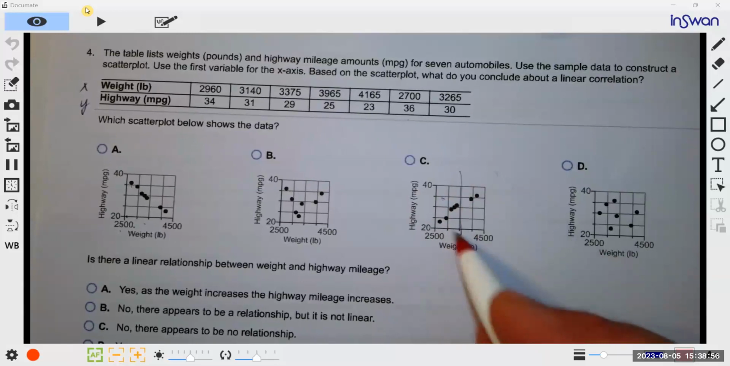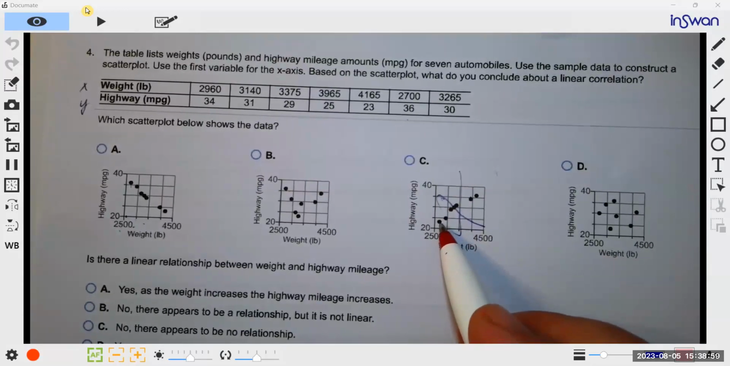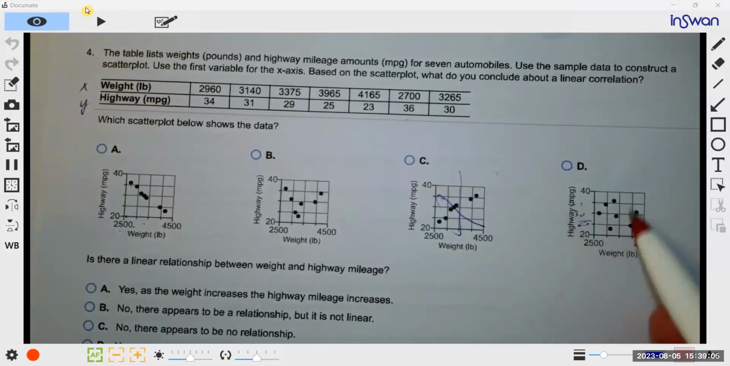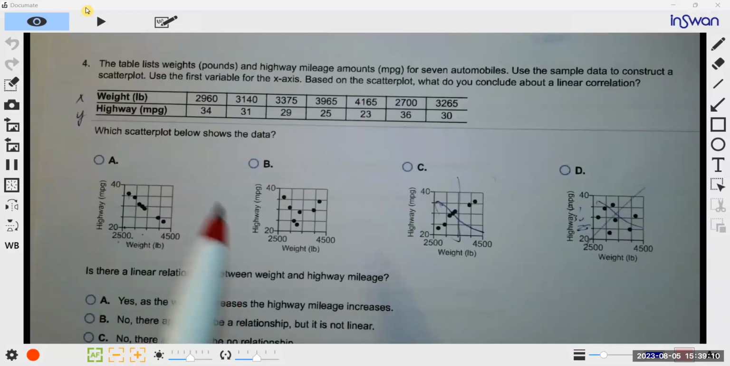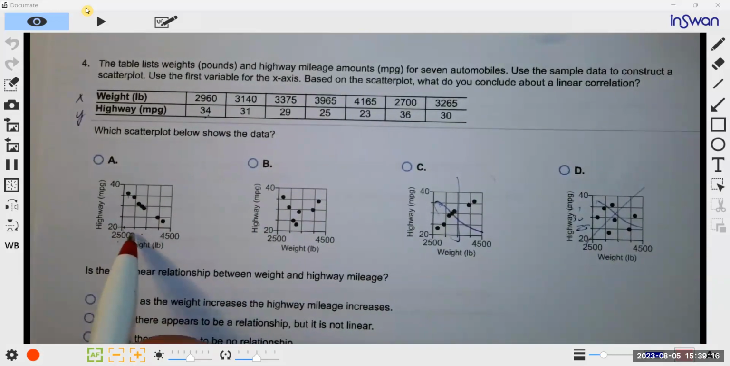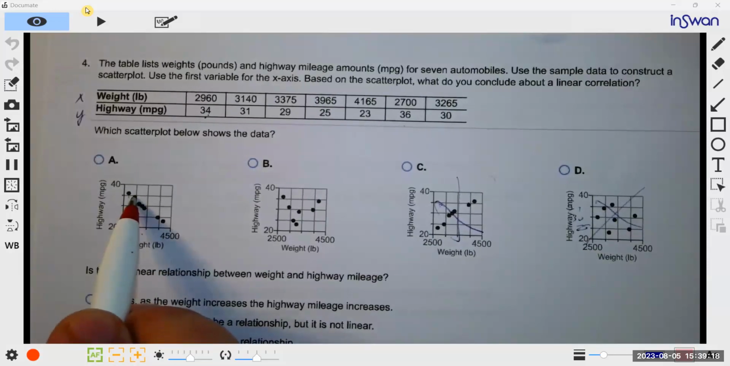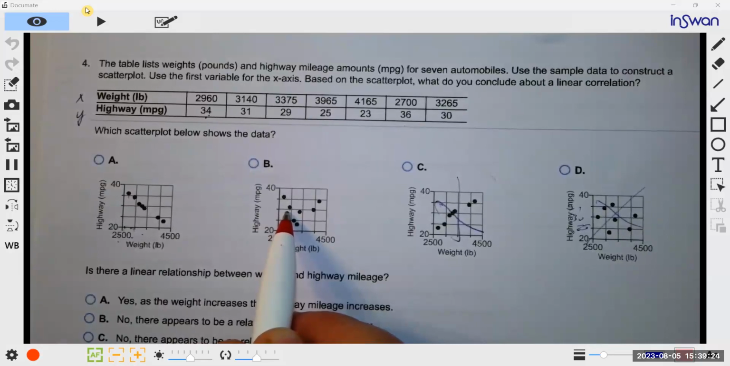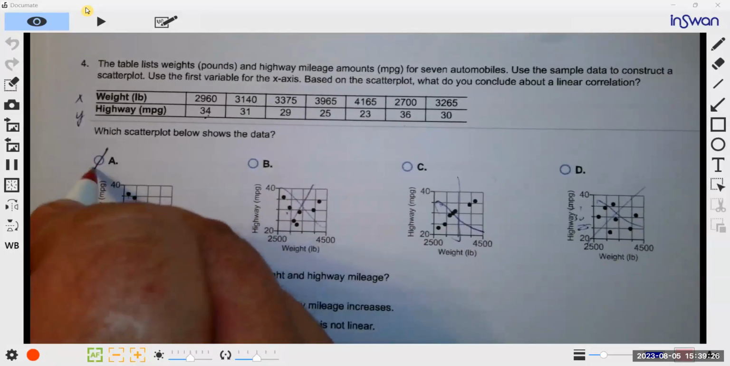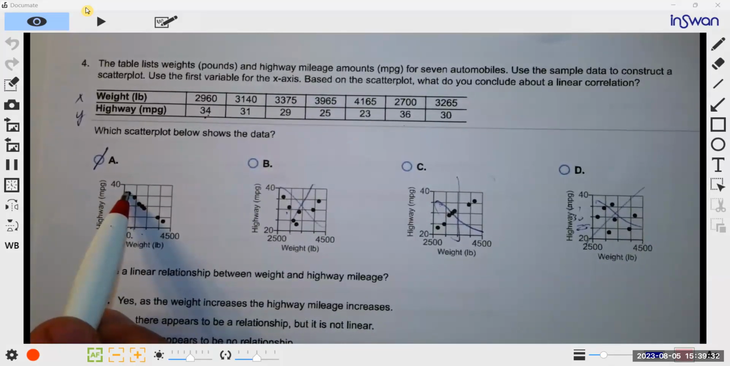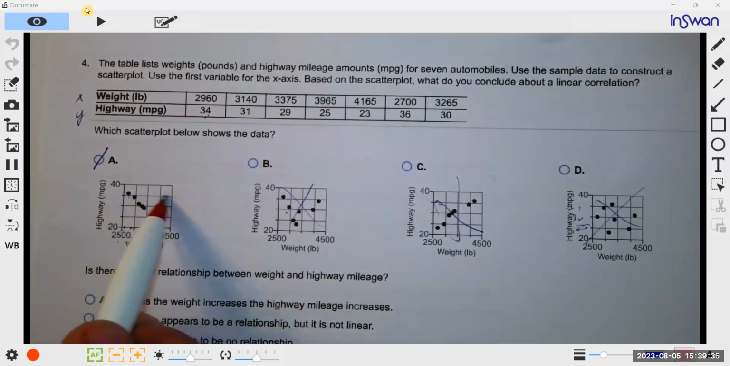This one's wrong because at 27 it's only 22. So it can't be C or D. The next one, the 2,900, is 34. At 29, right here, it's 34, just under that one. Yeah, it can't be that one, so it's got to be A. Let's just look at the dots. The first one's at 36. The next one's at 34, so it's pretty close to this 35 right here.